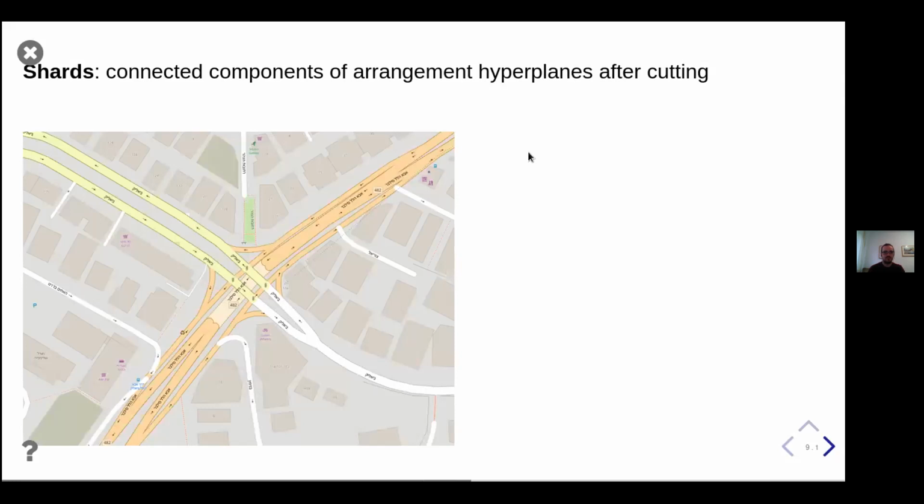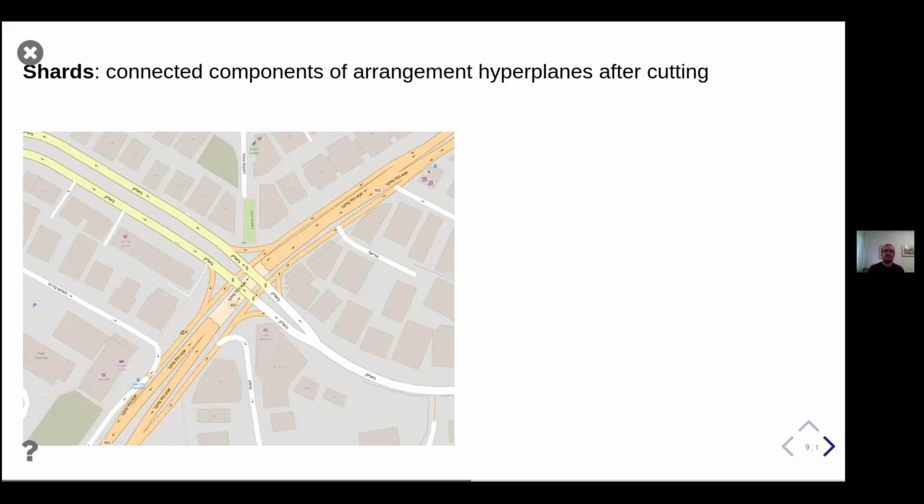This is a kind of a 2D example. In 2 dimensions, a hyperplane is just a straight line. So this road intersection in Tel Aviv gives you 2 important roads here and here. And these 2 important roads cut this less important road into 2 pieces, the piece on top and the piece on the bottom. And these pieces are now the 2 shards of that hyperplane. The name comes from thinking of a hyperplane as a pane of glass: if you break it into pieces, then these pieces are the shards of that hyperplane.